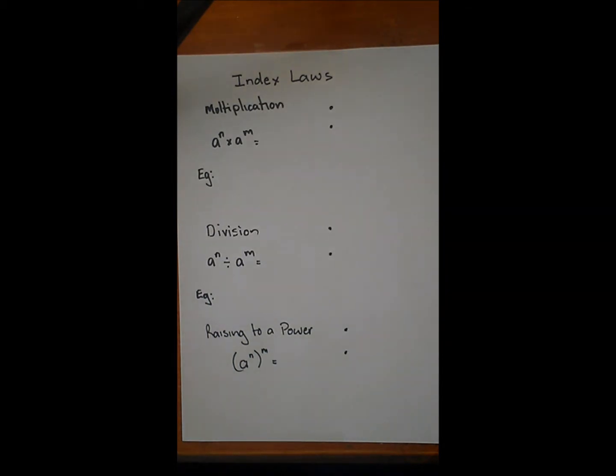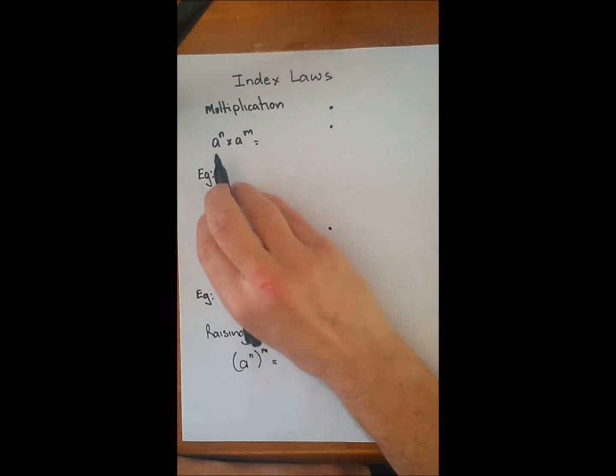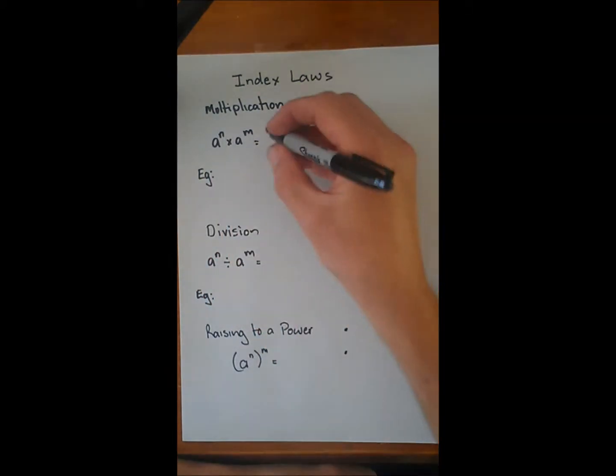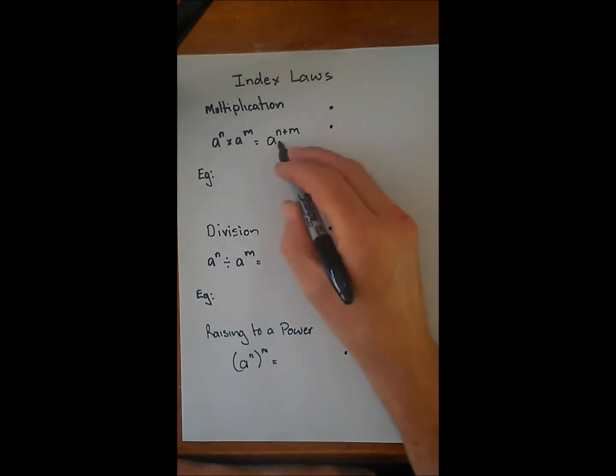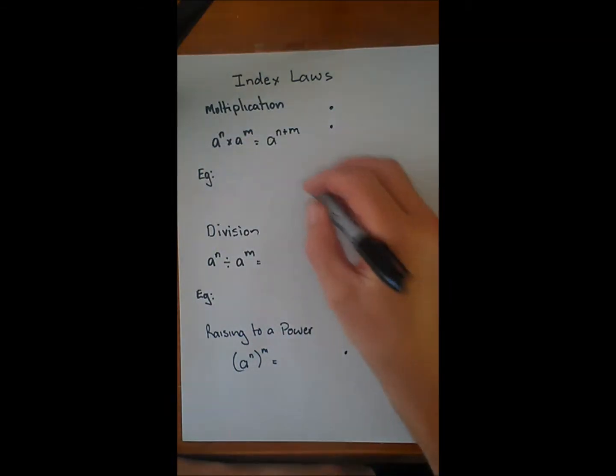In the last lesson we started talking about short ways to do multiplication, and hopefully we've come up with a bit of a rule: when we have the same base and we multiply, all we need to do is add the indices together. So we keep the base the same and we add the indices.